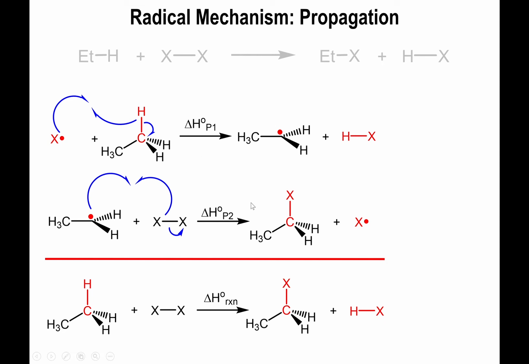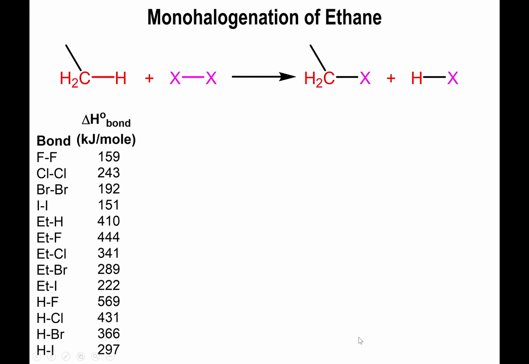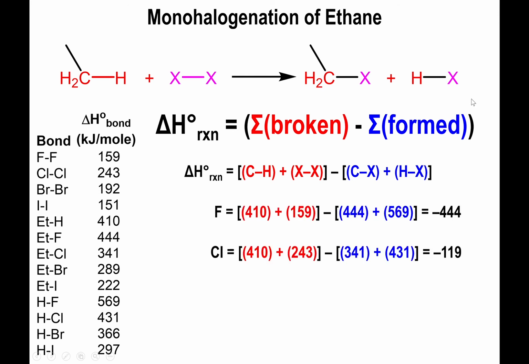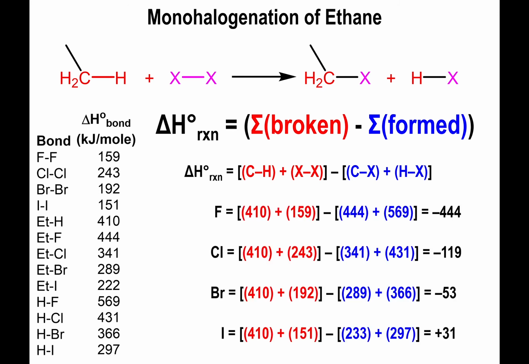Add the two propagation processes together and you get the overall reaction. If we perform the same calculation we did before, bonds broken minus bonds formed, considering that you're breaking the C-H bond and the X-X bond, and forming the C-X bond and the H-X bond, you find something similar: for fluorine, you get the most exothermic process. Chlorine, you get an exothermic process, but to a lesser extent. Bromine, also to a lesser extent. And iodine, once more, is endothermic.